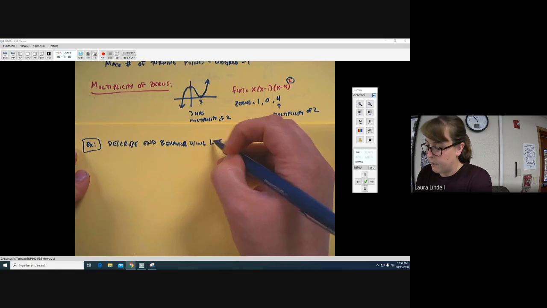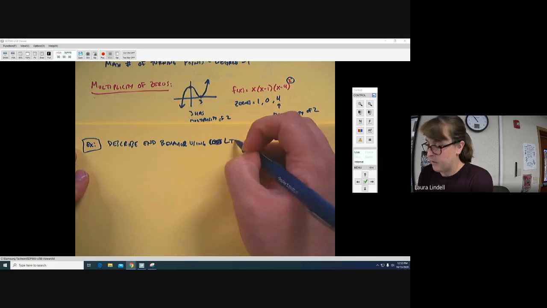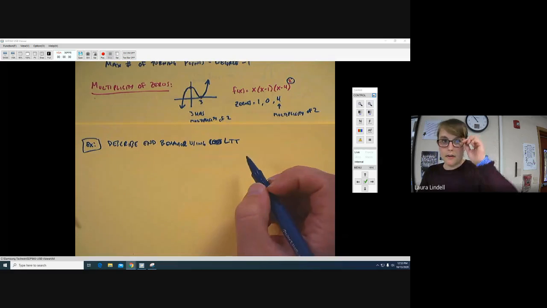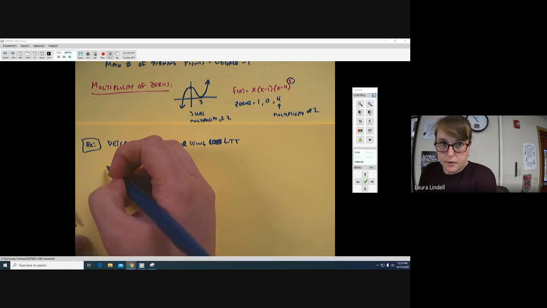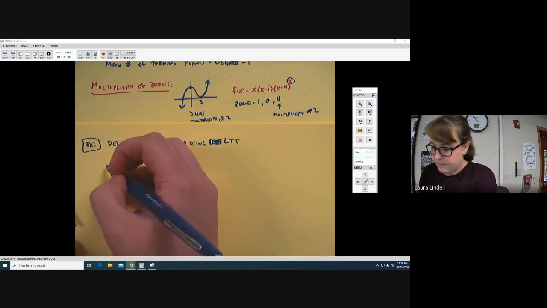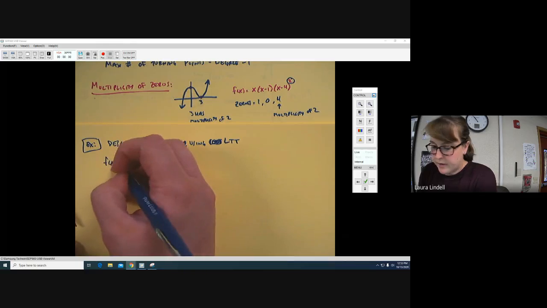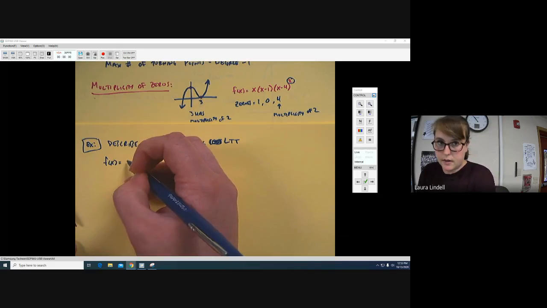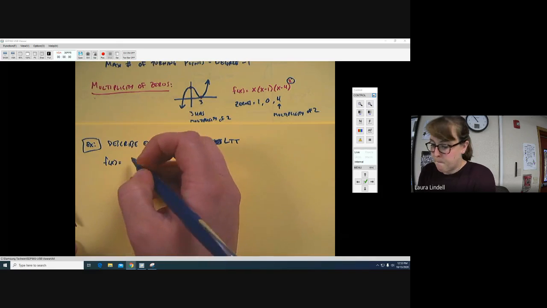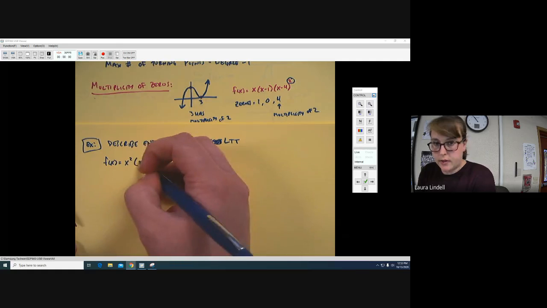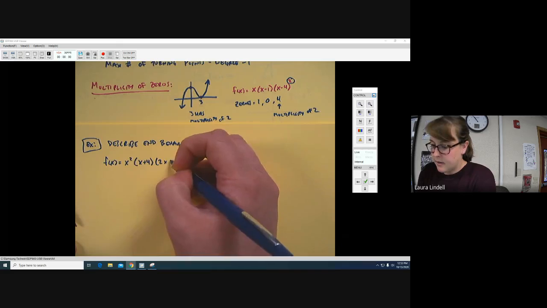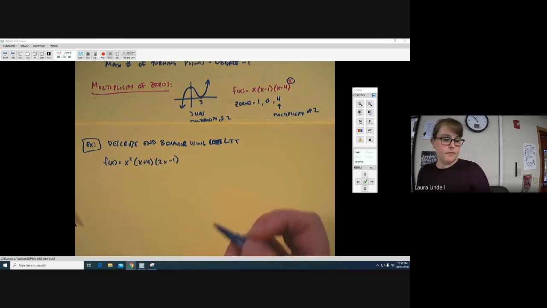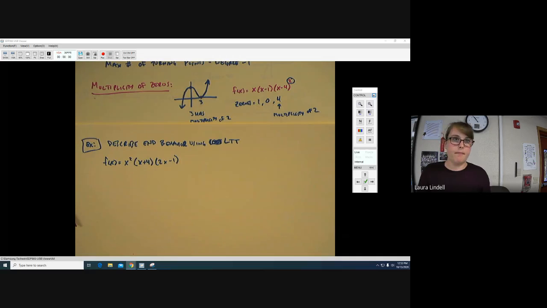And I'm just going to call it LTT. Leading term test. So we're going to do f of x equals, let's say, x squared times x plus 4 times 2x minus 1.